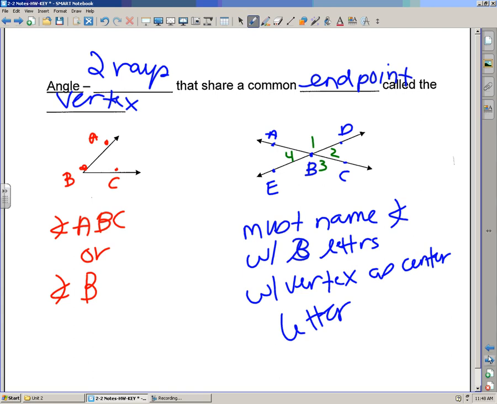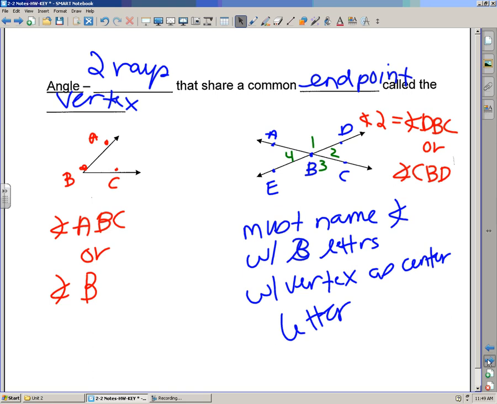So for example, if we wanted to name angle 2, it would be angle DBC. You could also call angle 2 CBD. That doesn't matter in terms of the order of the first and last letter, but vertex B must be the center.